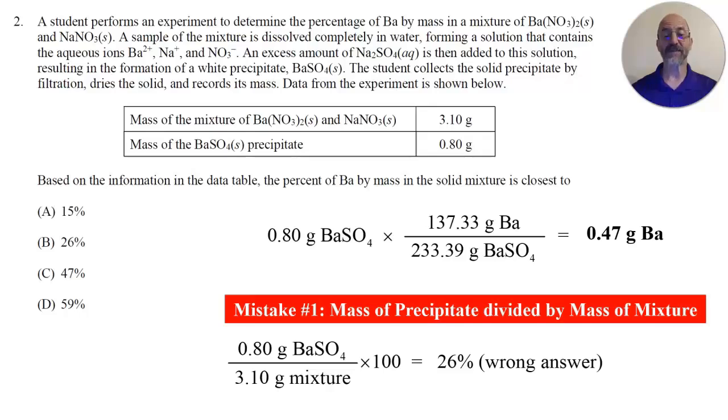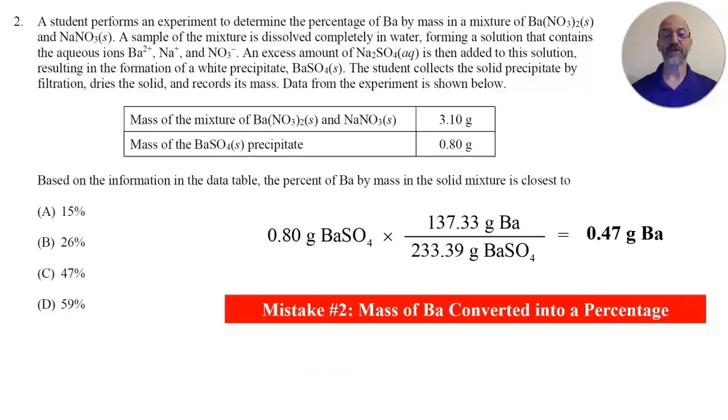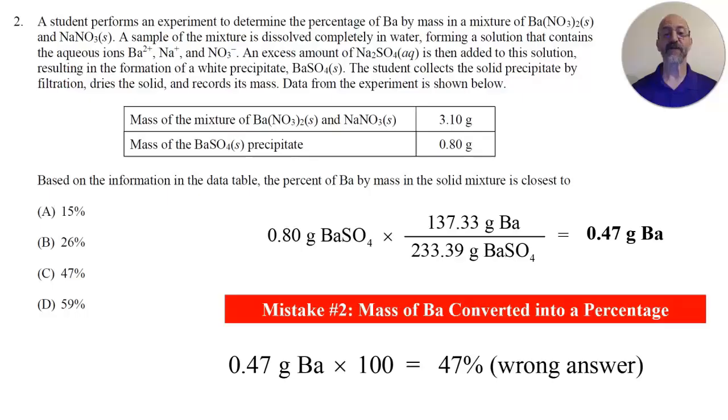If they did that mistake, they would get 26%. It's the wrong answer, but it's also listed as choice B. Mistake number 2. The student took the mass of barium, which is 0.47 grams, and simply converted that number into a percentage. They got 47%, which is the wrong answer, but that's listed as choice C.